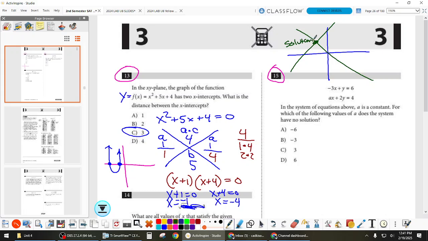But this one's saying no solution, which means what? They never cross. If we have no solution, then they can't cross, right? Which is a description of what kind of line? If they never cross. Say it. No, not specifically. Because you're in a geometry class, we spend a lot of time talking about lines that never cross, and they have a name.